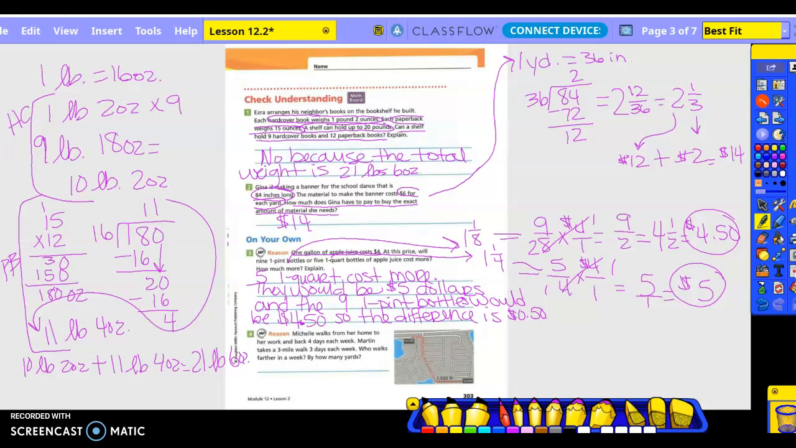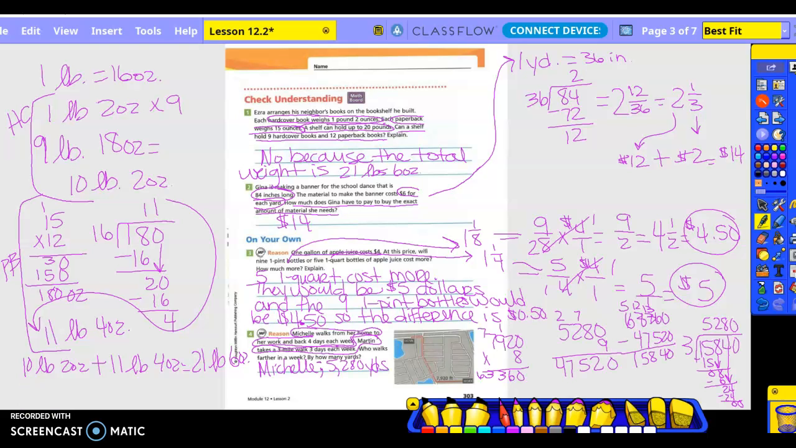Number 4, Michelle walks from her home to her work and back 4 days each week. Martin takes a 3-mile walk 3 days each week. Who walks further in a week? By how many yards? Okay, so for Michelle, it says that she walks 7,920 feet 4 days a week, but she does it to and from work. So we took 7,920 times 8 and got 63,360.